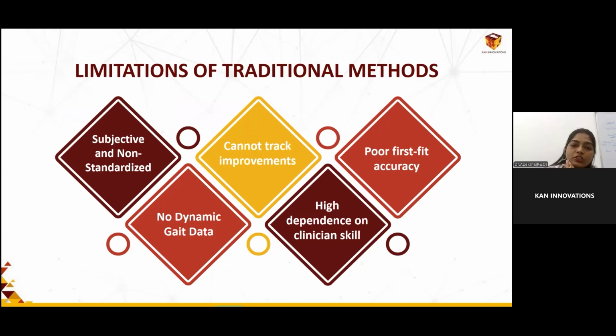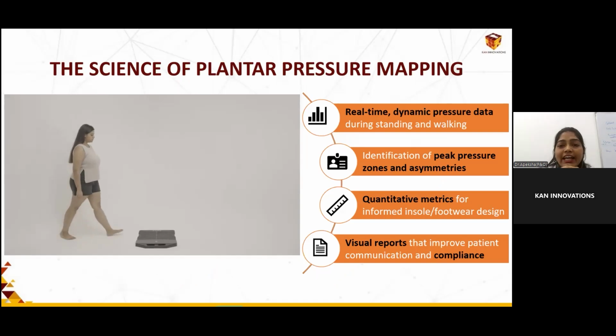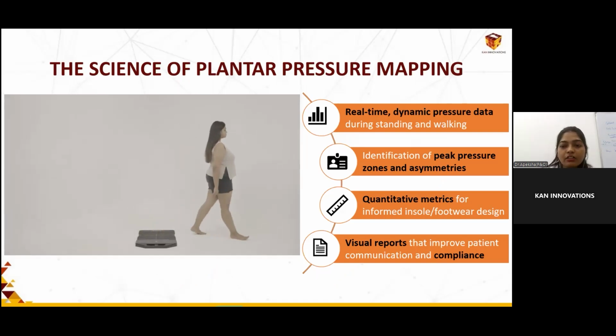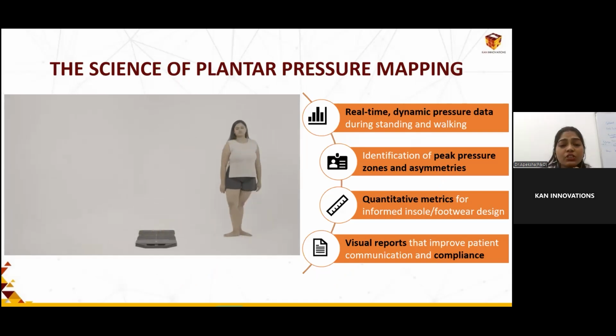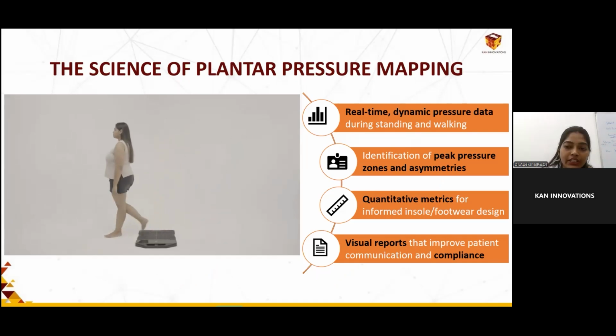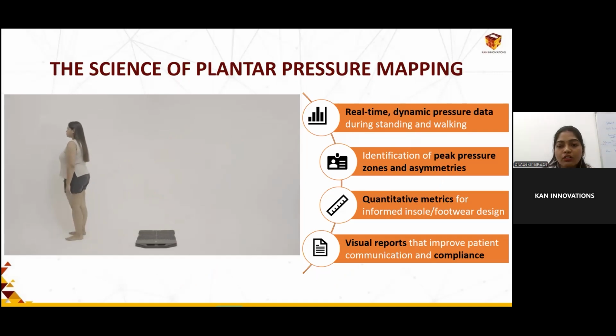Let me show you the science of today: the science of plantar pressure mapping. Here, the plantar pressure plate has thousands of sensors collecting real-time, dynamic pressure data while the patient stands and walks. It identifies peak pressure zones and asymmetries in real time and in quick motion. It gives quantifiable data metrics for the integrity of insoles and footwear design, and visual reports that improve patient communication and compliance. Here you can benefit your patient as well as your clinical practice.